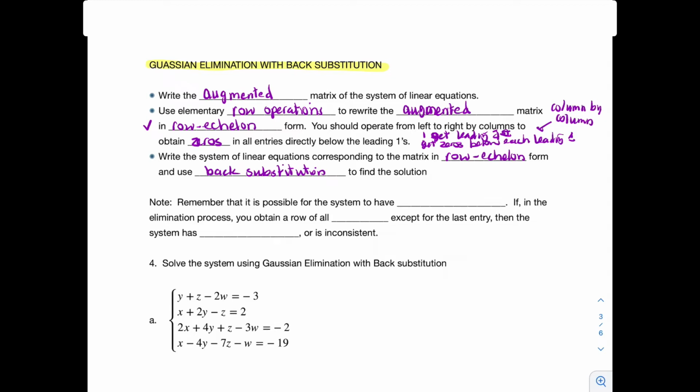But remember, as we've seen in our previous techniques, you may have a system that has no solution. You identify no solution in an augmented matrix or a row echelon matrix if you attain a row with all zeros except for the last entry, which is your constant. If that entry is not 0, you have a false statement and your system is inconsistent.